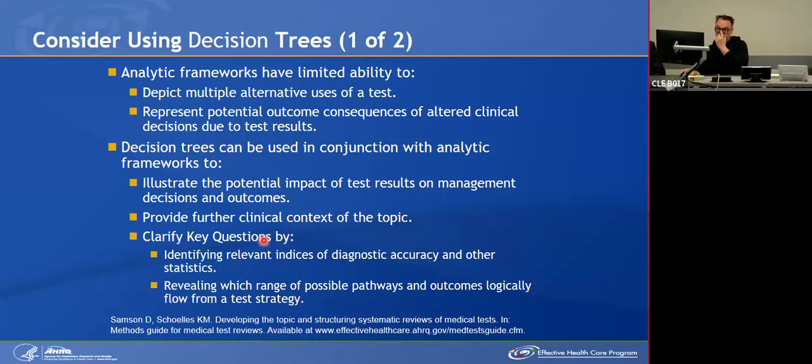Another thing is using decision trees. The Agency for Healthcare Research and Quality, an organization in the US, defines decision trees and talks about analytic frameworks. Part of that framework could be a decision tree. Decision trees can be used in conjunction with analytic frameworks to illustrate the potential impact of test results on management decisions and outcomes, provide further clinical context to the topic, clarify key questions by identifying relevant indices in the diagnostic accuracy, and so on, revealing the range of possible pathways and outcomes logically flowing from a test result.